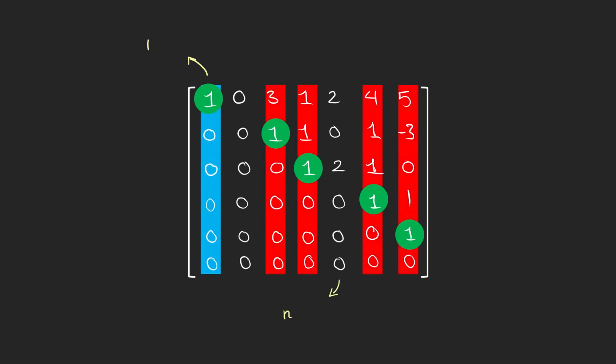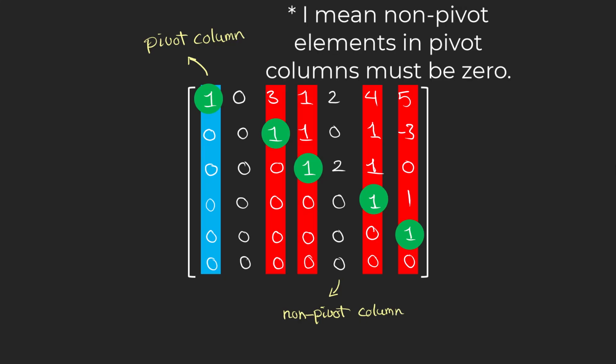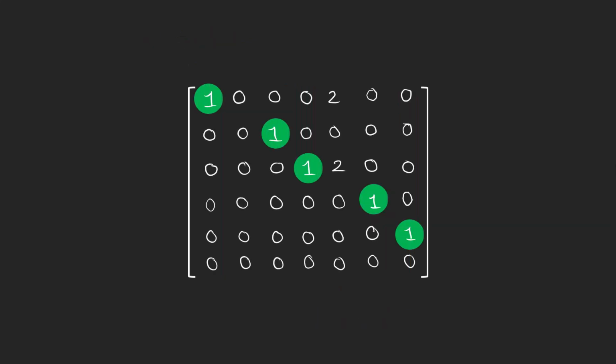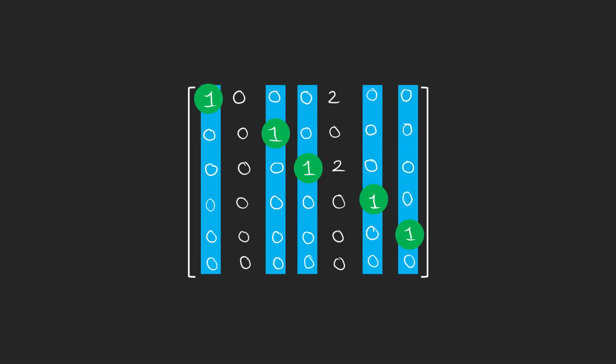The answer is no, because for reduced row echelon form, the non-pivot elements must all be 0. Pay attention that all the pivot elements are 1, but the pivot column requirement is not satisfied in this example. In this example though, not only are all the pivots 1, but also all the non-pivot elements in each column are 0. So we can say that this matrix is in reduced row echelon form.